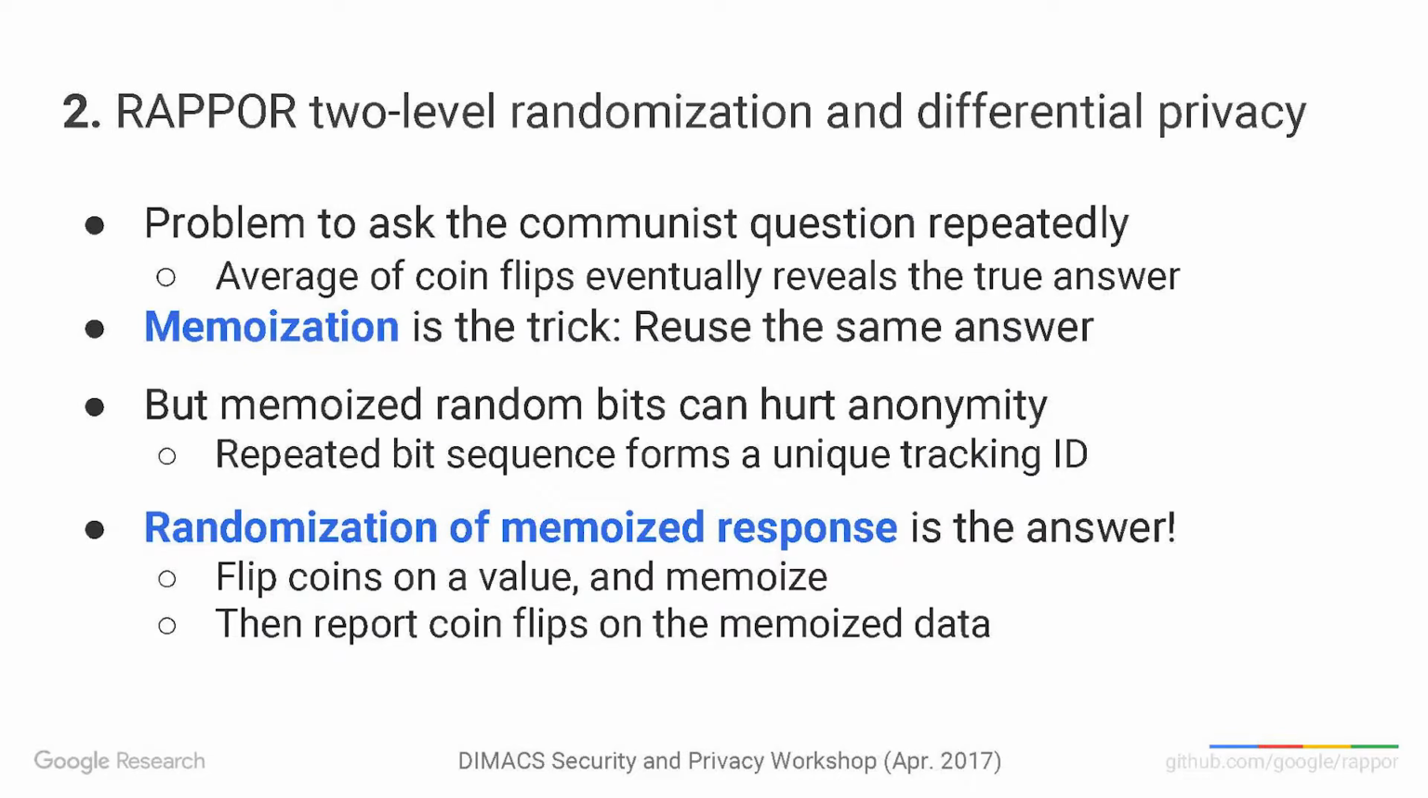So we have basically a long random bit vector that has some information about your URLs, for example, or your Chrome home pages. And we don't want to report this long random ID over and over again because it becomes a tracking ID. So instead, we do randomized response on top of these bits again. So we have 2 levels. This basically adds more noise. It's a fancier way of saying that we add a lot more noise. And then we report coin flips on this memoized data.